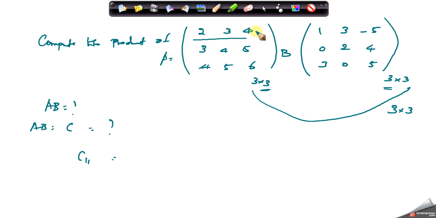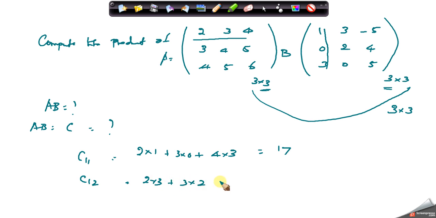C11 is nothing but first row and first column. Multiply: 2 into 1 plus 3 into 0, plus 4 into 3. So what is the value in this case? 2 plus 0 plus 12, 17? Similarly, C12 is nothing but first row and second column, right? 2 into 3 plus 3 into 2 plus 4 into 0. We can say 6 plus 6, 12 plus 2, 16.